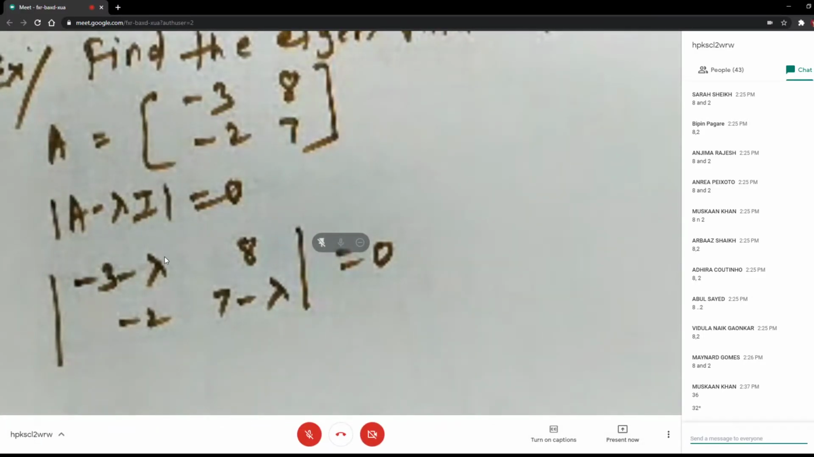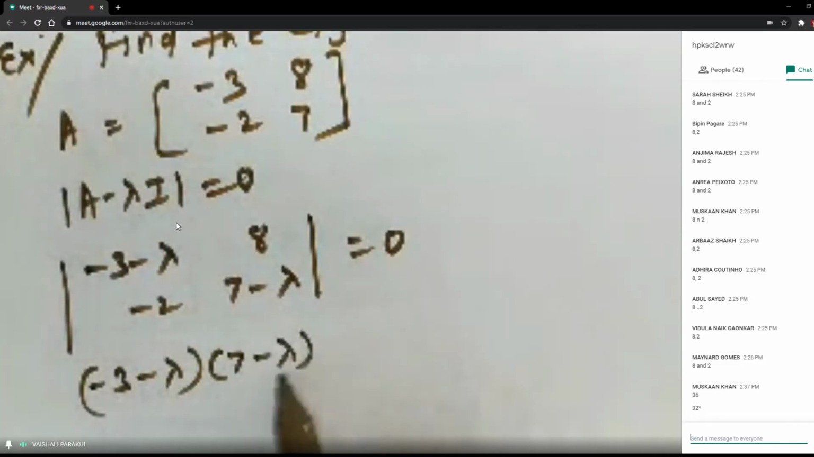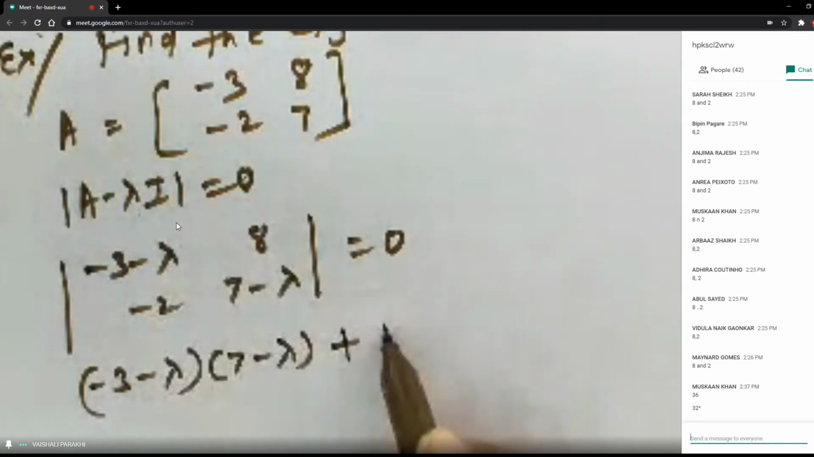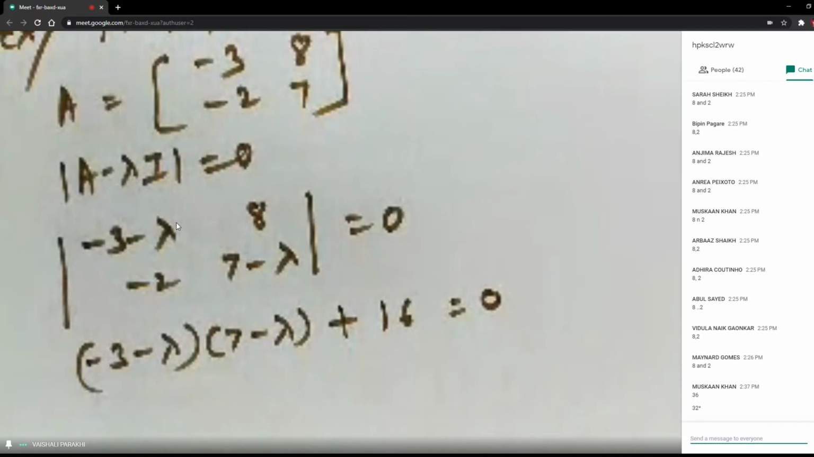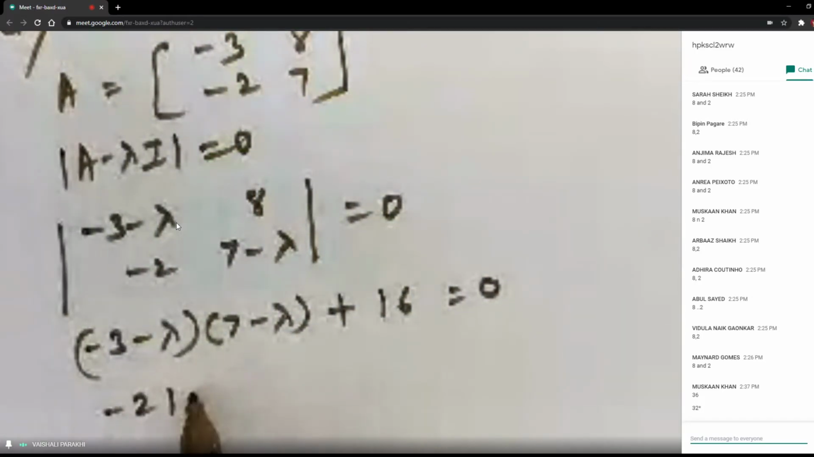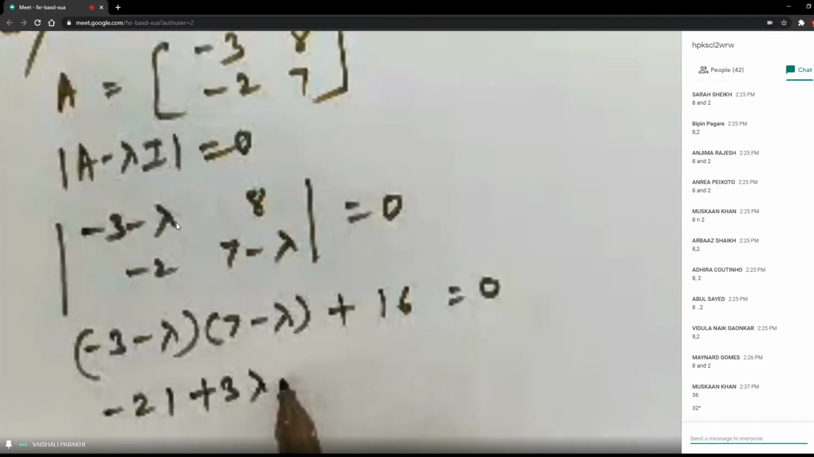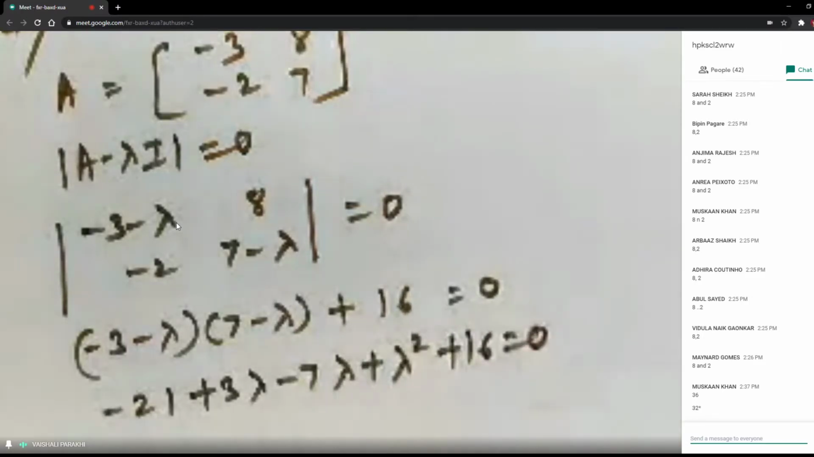Okay. Now you need to solve this determinant. How do you solve, students? A 2 by 2 determinant, same way, cross multiplication. It is minus 3 minus lambda into 7 minus lambda, plus 16 is equal to 0. Right? Now open the bracket. It will be minus 21 plus 3 lambda minus 7 lambda plus lambda square plus 16 is equal to 0.